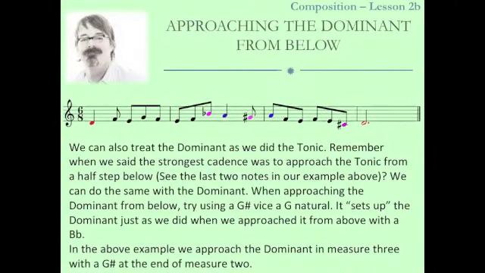Now, let's look at approaching the dominant from below. Measure 3, there's an A. We are approaching that A with a G sharp. In this case, we're approaching the dominant like we would approach a tonic. Do you remember when we said the strongest cadence was to approach the tonic from a half step below? Well, we're doing the same thing here. Whenever you approach any note from a half step below, you're drawing attention to that note.